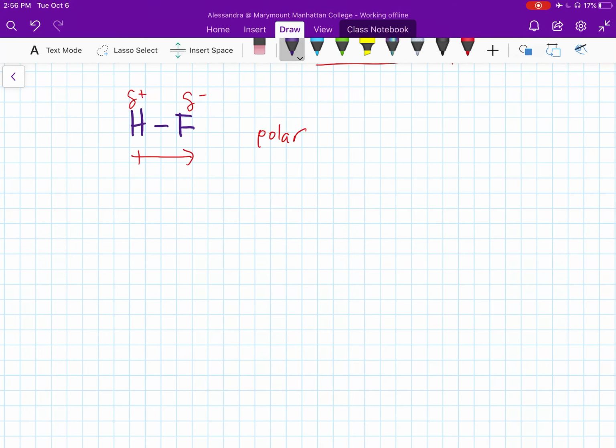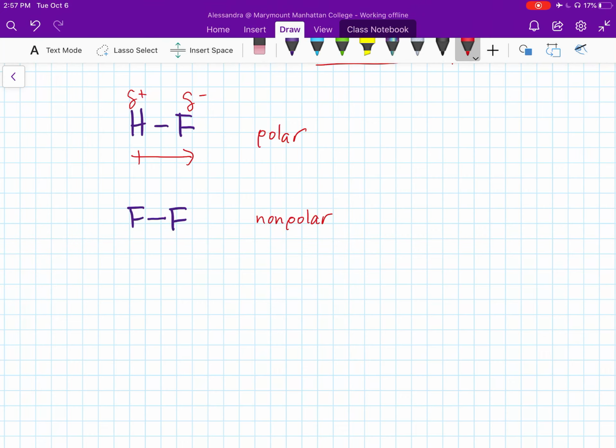Now, what would be the case if we had the fluorine molecule where F is bonded to F? Well, in that case, we don't have any polar bonds at all, right? Because both fluorines have the same electronegativity. So this bond is not polar. There's no bond dipole. That means that overall the molecule is nonpolar.